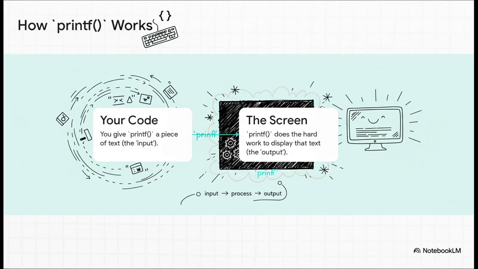So the process is really straightforward. In step 1, your code provides the input, in this case, a string of text. Then, in step 2, the printf function acts like a black box. It does all the heavy lifting behind the scenes to produce the output on the screen. But its real magic is in formatting. You can use little placeholders like %d to print out numbers, or %s for other text, which lets it handle all sorts of complex data, not just simple messages.